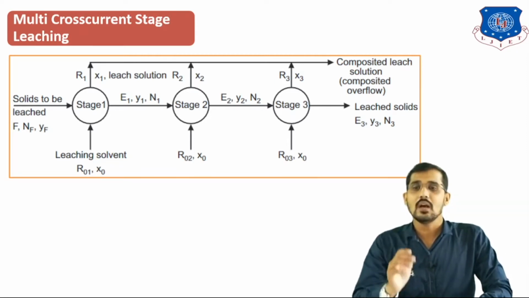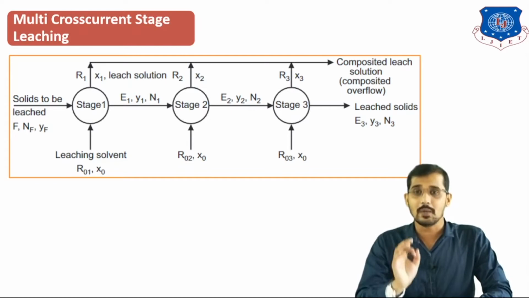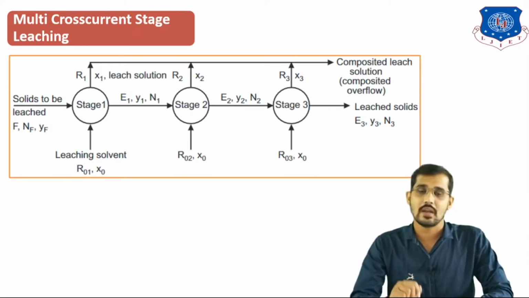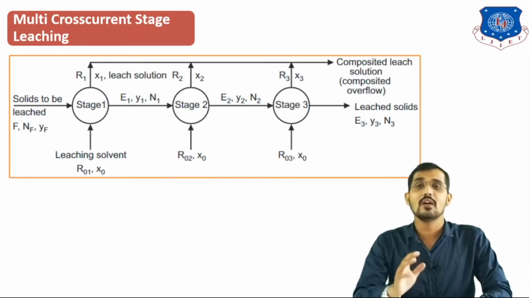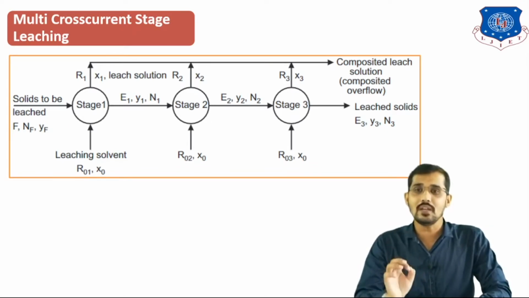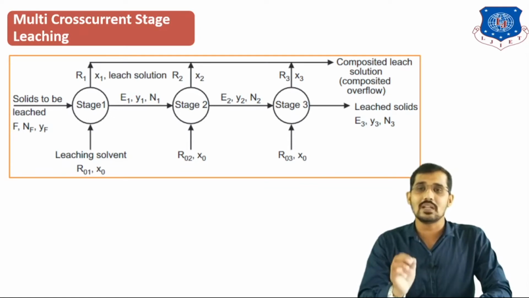Whatever underflow stream is coming from the first stage is the feed for the second stage. I am repeating, the underflow stream coming from the first stage is the feed for the second stage. And I told you for every stage we are using fresh leaching solvent. So E1, Y1, N1 is the feed for the next stage. After that, E2, Y2, N2 is the underflow stream for the second stage, that is the feed for the third stage. So this is about the multi-stage leaching.